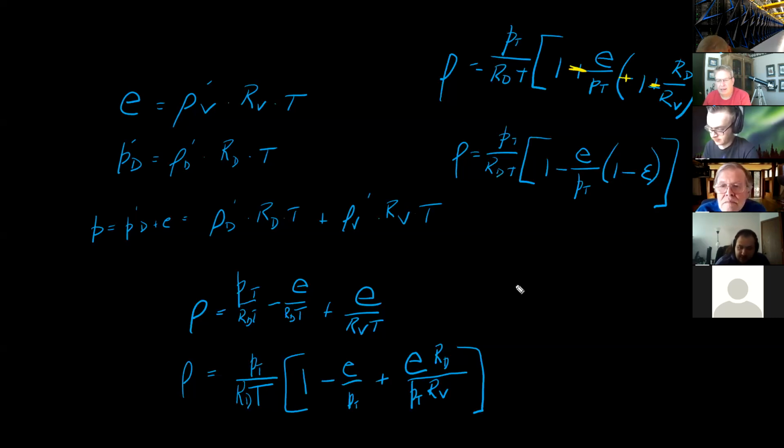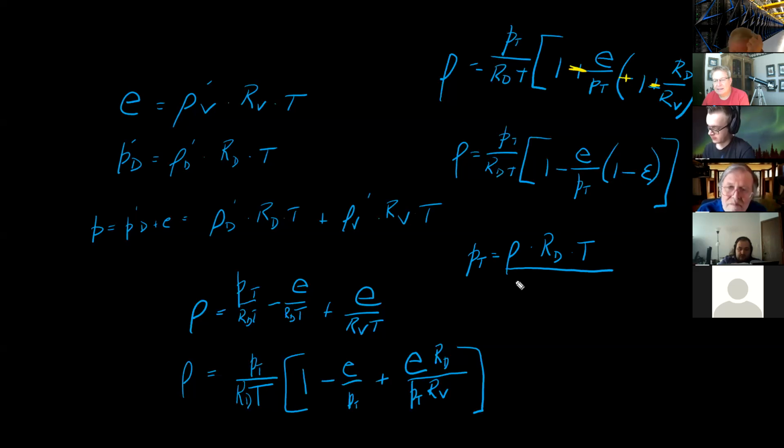And then they're saying, so I want you to think about what this equation is. And what I'm going to do is this. I'm going to go PT, the total pressure, equals rho total times RD times T. If I multiply this through, but then I would have to divide by 1 minus e over PT, 1 minus epsilon.